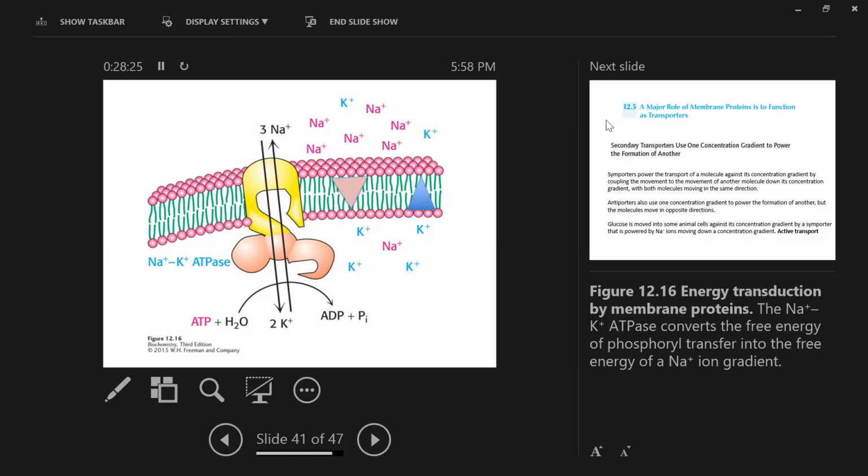So since they're both going against their gradients and they're using the same transporter, neither one can help the other one with their own energy. They both need energy to go in. So the sodium potassium pump, sometimes it's called a pump, has to use ATP to help them both go against the gradient. So that's the way the transporter is paying the bill for them both to go against the gradient.